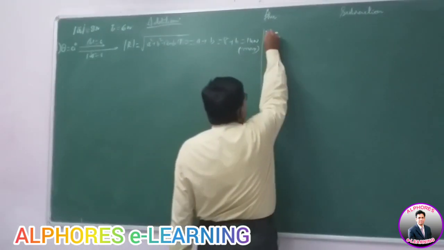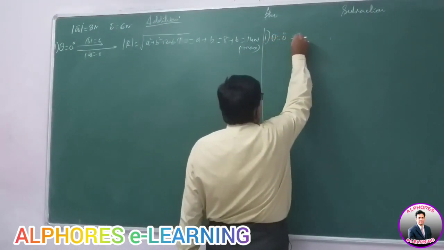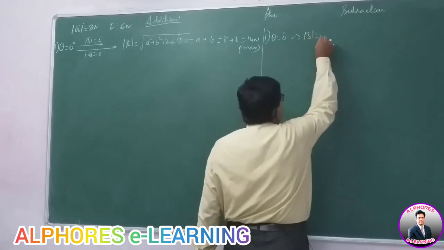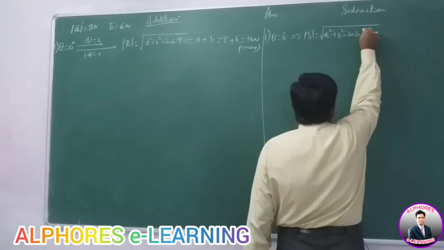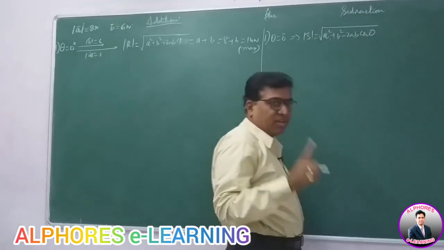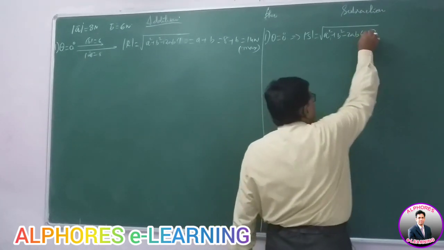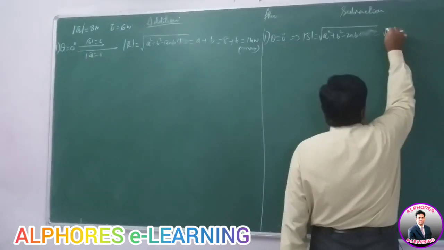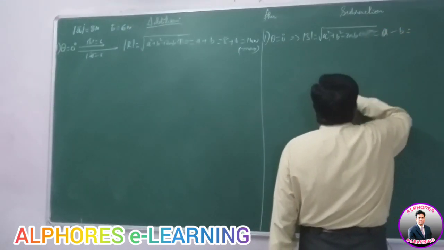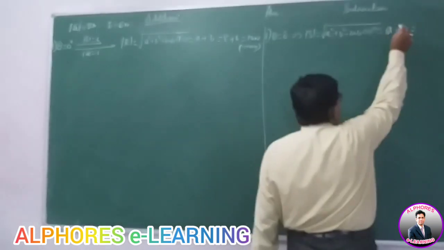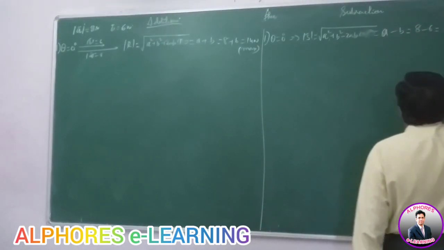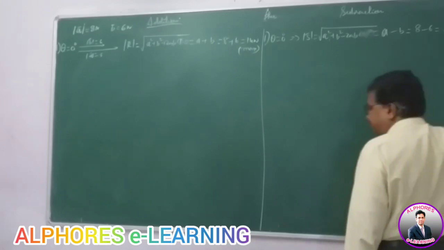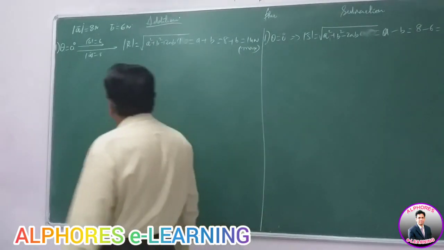Similarly, for theta 0, if I find the subtraction resultant, it is root of A square plus B square minus 2AB cos 0. Cos 0 is 1, so this is A minus B, the whole square root cancels. So it is 8 minus 6, it's 2 Newtons. This is the minimum resultant. The magnitude is minimum. Case 1.